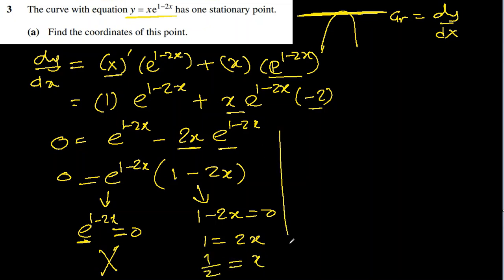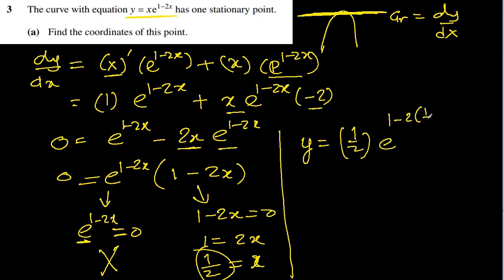Positive half is the value of x where the stationary point occurs, but the question is to find the coordinates of this point. So we know only the x coordinate. We want to find the y coordinate. We can substitute this half into the main equation, which will be x is half, e to the power 1 minus 2 times half. I'm talking about this equation. Alright, so it becomes half e to the power 2, and 2 cancel. 1 and minus 1 also cancel, they become 0. e to the power 0 is 1, so half times 1 is half.